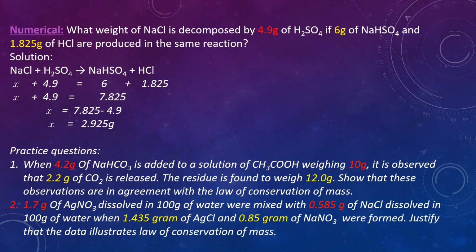Now I highlight the reactants in red color and products in yellow color. So just add the mass of the reactants and mass of the products and you will get the mass same. That is, the mass of reactants is equal to the mass of products. So the law of conservation of mass is proved. Similarly, in the second question, it is same. 1.7 plus 0.585 is equal to 1.435 plus 0.85. That is, law of conservation of mass is true. Just try these two questions on your own.